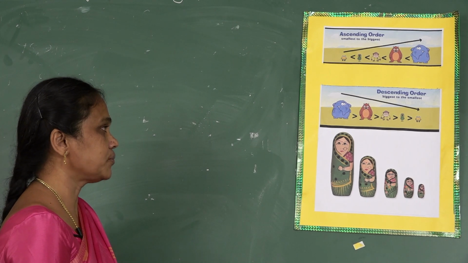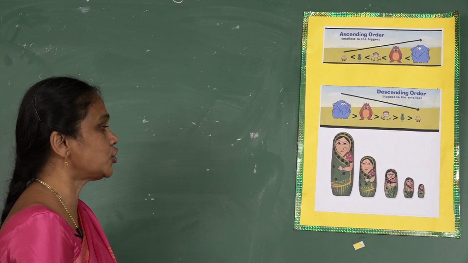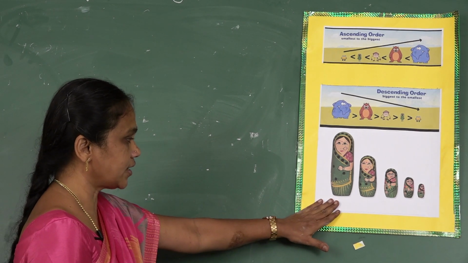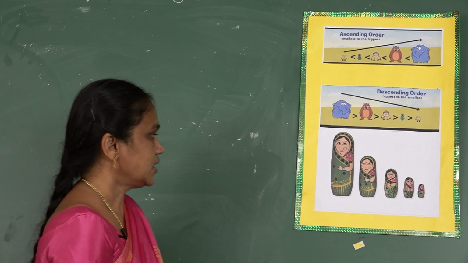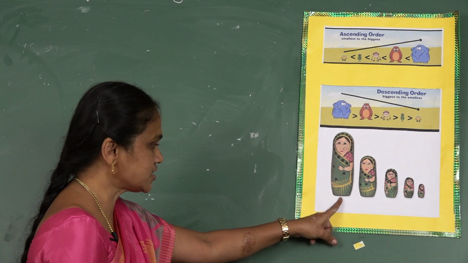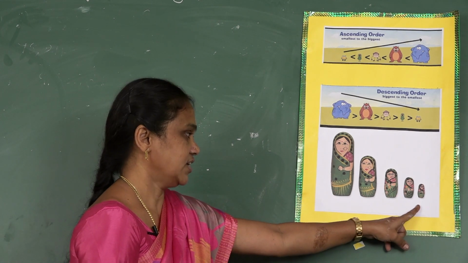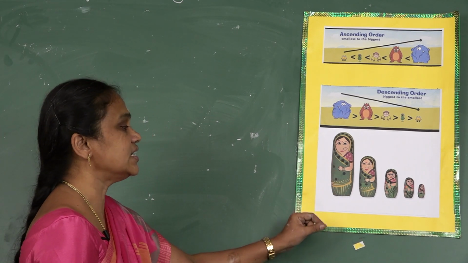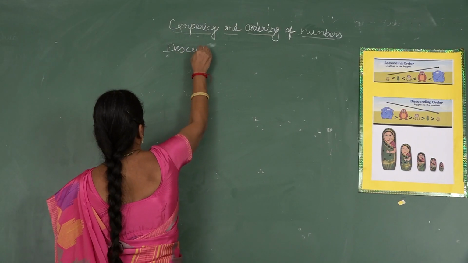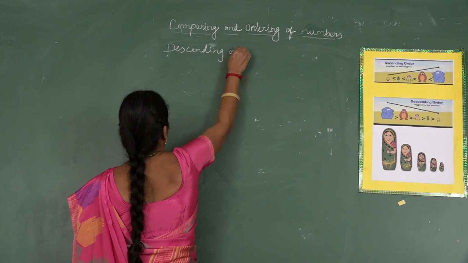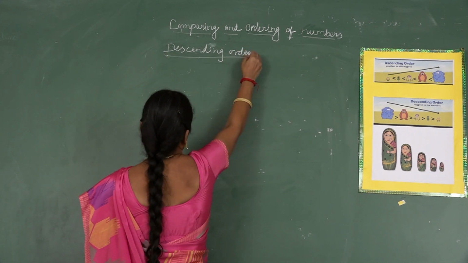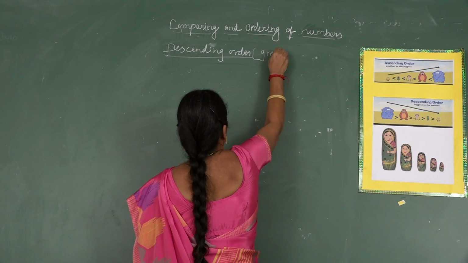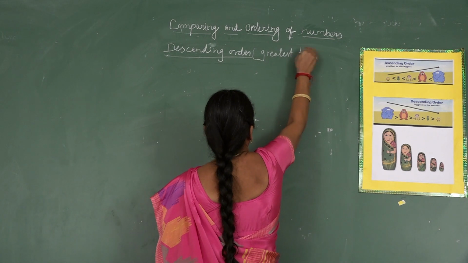What is descending order? Arranging the numbers from greatest to smallest is descending order. Look at this picture. In this picture, how are the dolls arranged? The dolls are arranged from greatest to smallest. In this way, we arrange the numbers from greatest to smallest in descending order. Descending order means arranging the numbers from greatest to smallest.